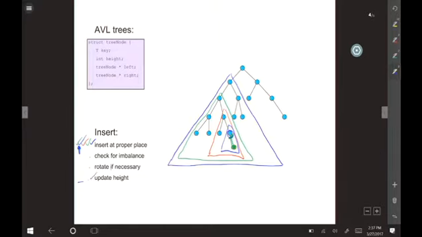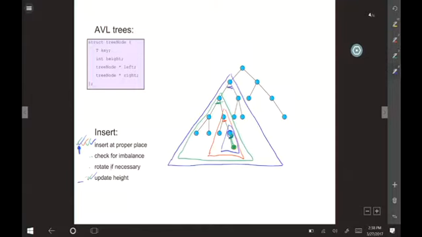And then we pass control back to the calling function, which is the red one. And now we're sitting right here with this as the root. Is there an imbalance? No. Do we have to update the height? Yes. Its height gets updated and we pass control back to the green. Now we're sitting here. Is there an imbalance? No imbalance. We update the height and we pass control back to here.